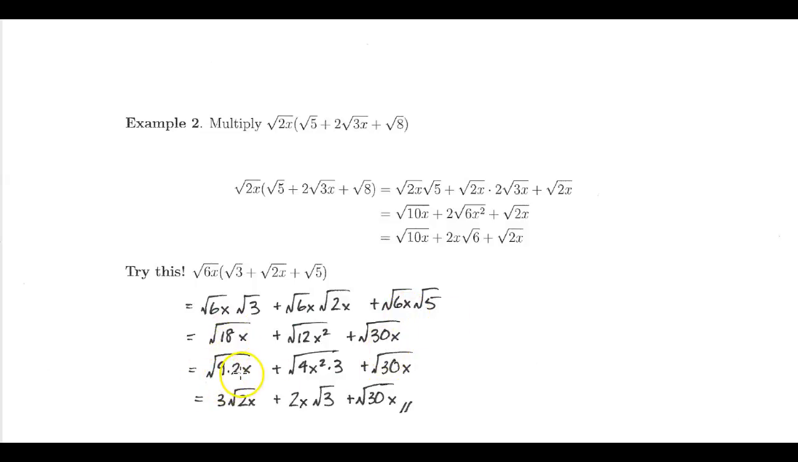18 we can think of as 9 times 2. 12x squared we can think of as 4x squared times 3. And then we have 30x under the last radical. There's no perfect square factor of 30. So the first radical here simplifies to 3 root 2x plus 2x root 3 plus root 30x. And there are no other perfect square factors underneath these radicals, so that's a simplified answer.